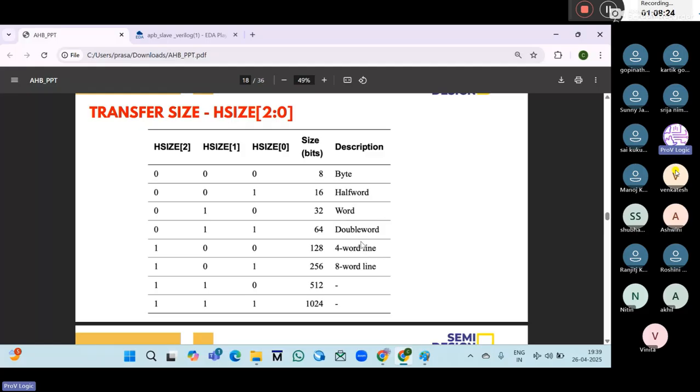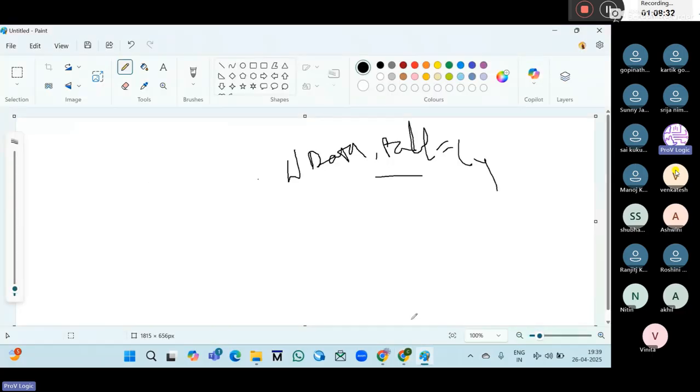So now a 64-bit transfer. Whenever you consider a 64-bit transfer, your HSIZE will be equal to 011. Based on this 011, the remaining will be dependent. Suppose 64 bits, then how much burst size? How can we calculate the burst size?